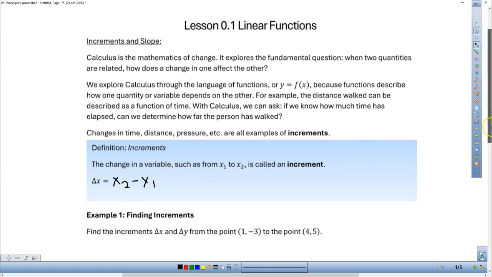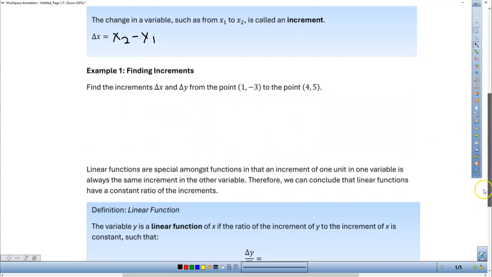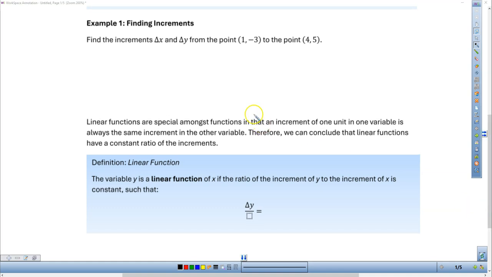So when we want to look at this with some numerical examples, let's say we want to find the increments of the change of x and change of y from the point (1, -3) to the point (4, 5). Let's first do the change in x, and then we'll look at the change in y. Our x coordinate, remember, is always first. So this is our x1 coordinate, this is our x2 coordinate, and I'm going to set this up as x2 minus x1.